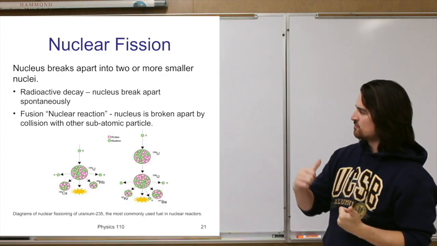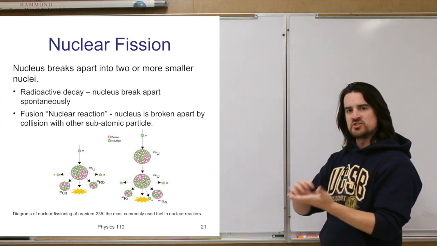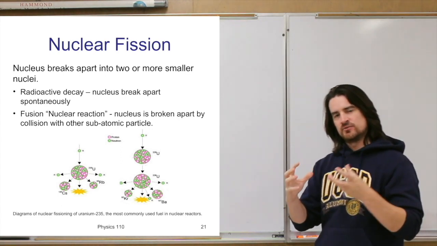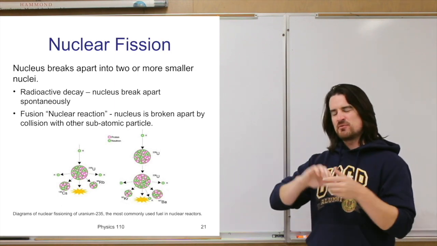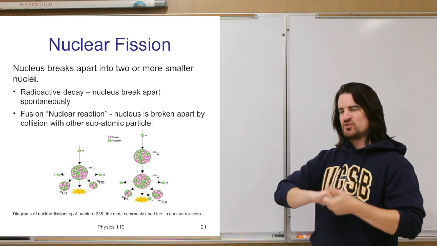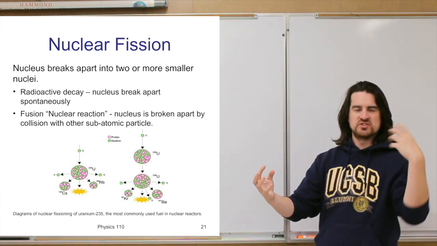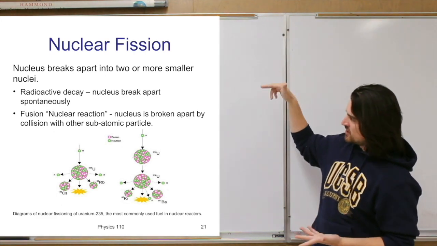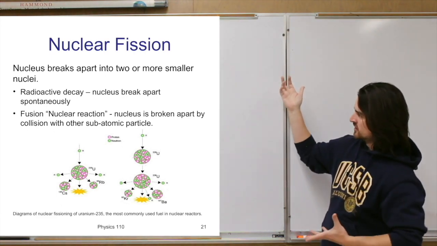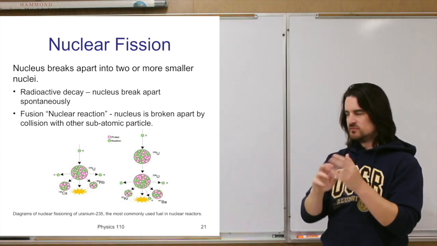Okay, so the other process is nuclear fission. Instead of fusing things together, you're fissioning them, which means you're breaking them apart. Now, the term never made that much sense to me, except relative to fusion: fusion is fusing things, fission is the other one. Fission is breaking things apart. Again, radioactive decay is a form of nuclear fission because it's nuclei that are just falling apart in some way.